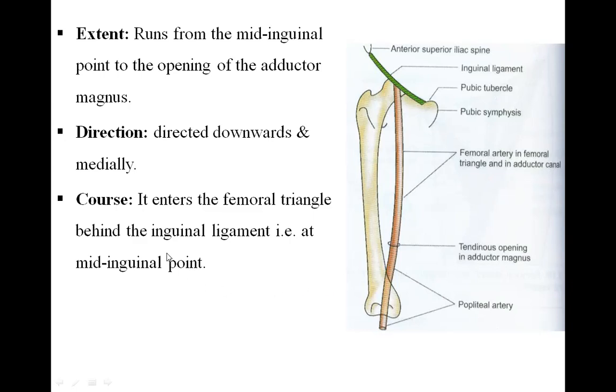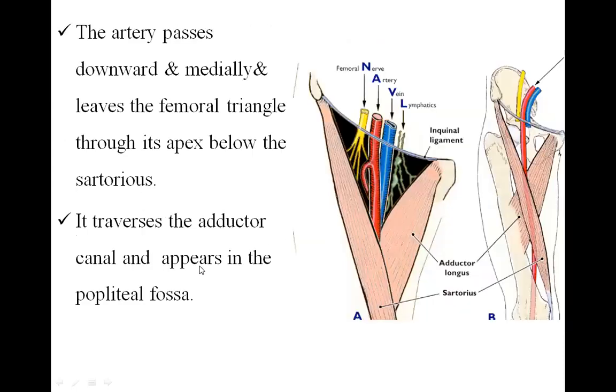It enters the femoral triangle behind the inguinal ligament, that is at the mid-inguinal point. Then the artery passes downwards and medially and leaves the femoral triangle through its apex below the sartorius, and you know that the apex of the femoral triangle continues with the adductor canal. It traverses the adductor canal and appears in the popliteal fossa.